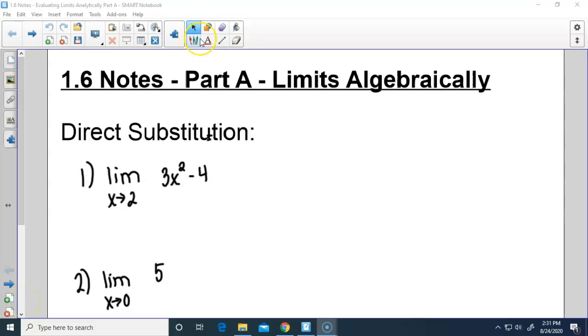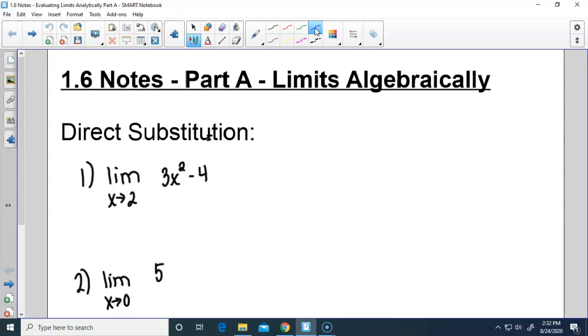So for this section, we are going to look at finding limits algebraically. We've already looked at finding limits with graphs. We've looked at finding limits numerically, looking at tables. We've looked at some properties of limits. So today we're going to start looking at these algebraically, so just from the equations.